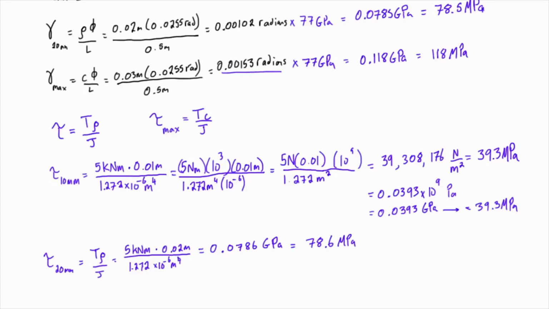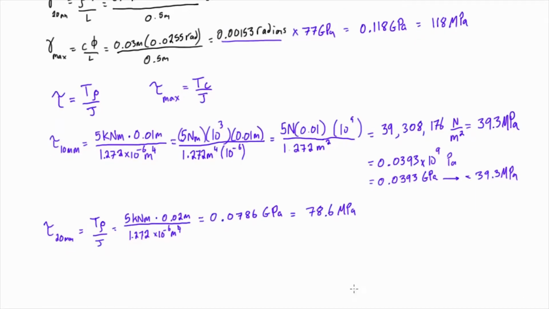All right, and so now, while we're at it, let's just go and calculate the last one here. We want to calculate the maximum shearing stress, and this is where we're using C, and so we have tau max is equal to our T times C over J. And again, this is where rho is just maximum, and that is where rho is equal to 30 millimeters. So we're going to drop all this stuff in. Again, we get 5 kilonewton meters. It's getting a little bit repetitive, but I think you guys get the point. And 0.03 meters over J.